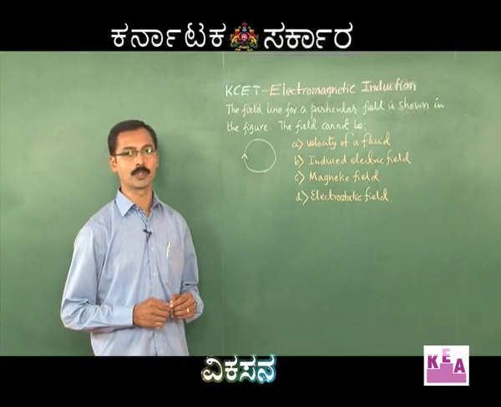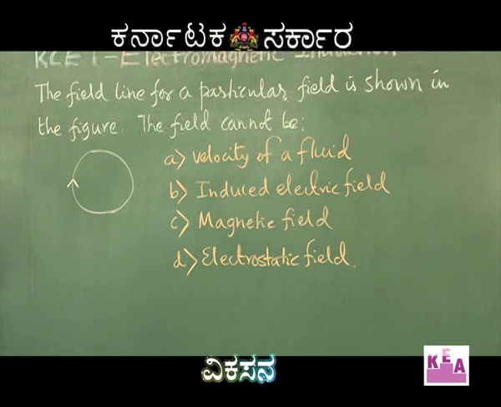Let us move on to the next question. The question is, the field line for a particular field is shown in the figure. The field cannot be velocity of a fluid, induced electric field, magnetic field, or electrostatic field. The field is like this. As you can see here, this has a curling effect, rotational effect.